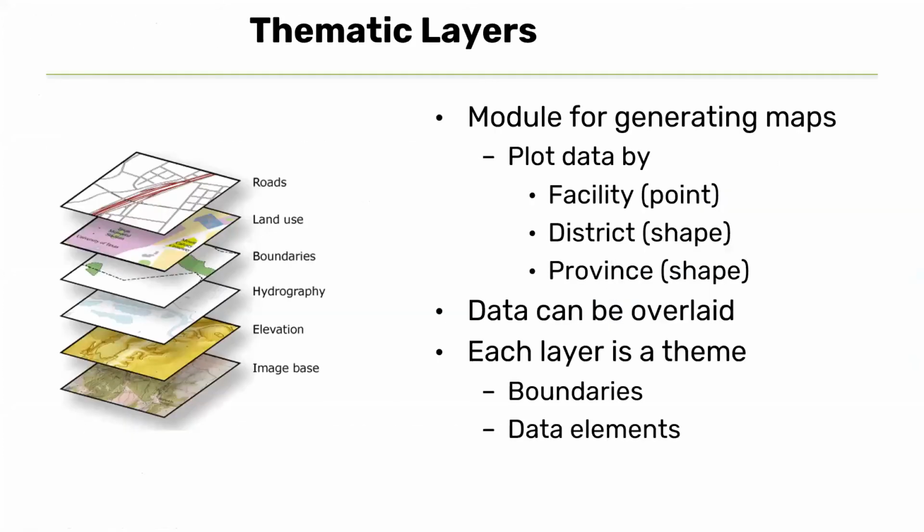Right. So when we are using the DHIS2 maps module, there are certain layers that we are using, right? And these layers could represent each of the levels in the health facility hierarchy. So that's one way of using the layers. So for example, we can have facilities, right?